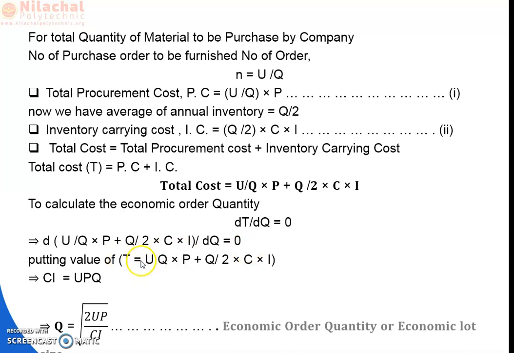Now, rearranging these terms, we get Q squared equal to 2UP by CI. So Q is equal to the square root of 2UP by CI. We get the value of the economic lot size as the square root of 2UP by CI, where U is the annual quantity or annual usage, P is the cost of placing an order, C is the cost per piece, and I is the inventory carrying cost percentage. While solving problems related to this, you have to use this formula. Thank you.